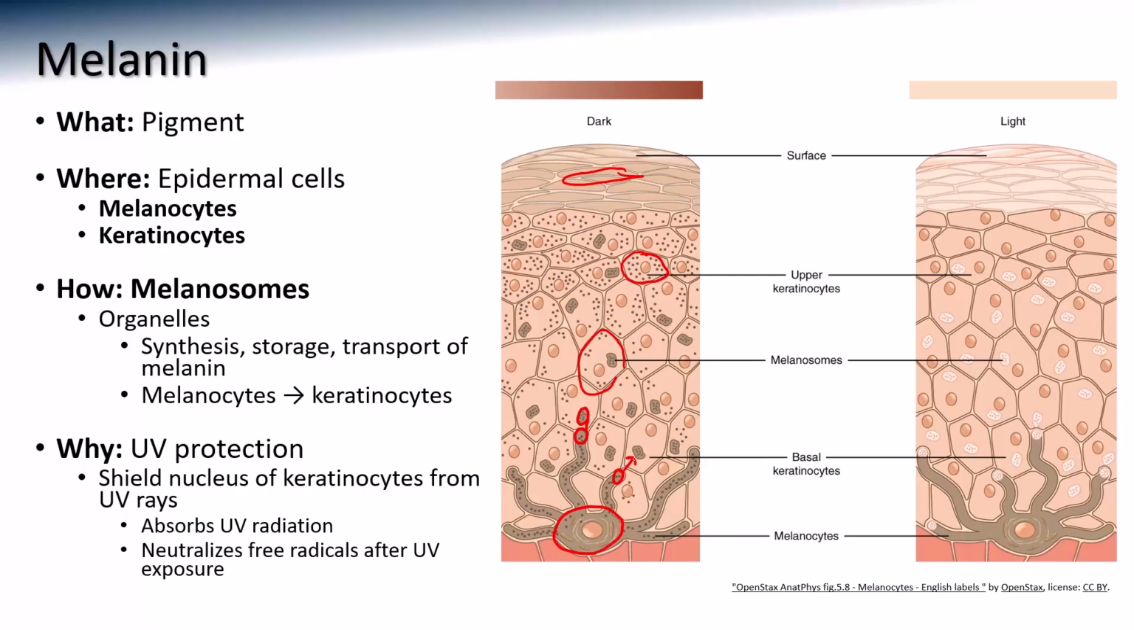They do this to shield the nuclei of the keratinocytes from UV rays. So melanin can absorb UV radiation, and it also is going to neutralize some free radicals floating around in the skin after UV exposure. So it's good for your skin in two ways.